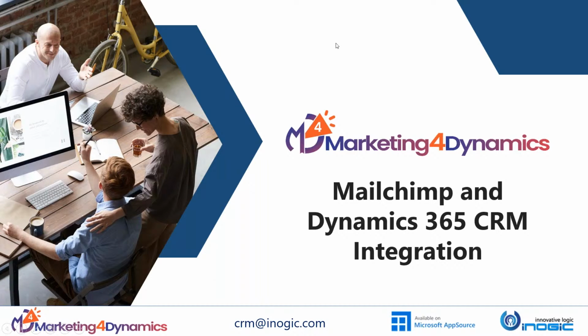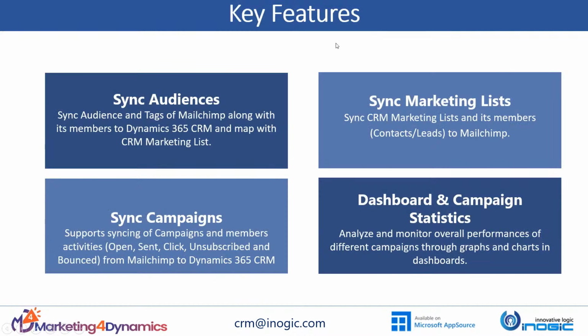Some of the key features of the Marketing for Dynamics are the synchronization of the audiences. We can sync the audience and the tags of the Mailchimp along with its members to Dynamics 365 CRM and map them with the CRM marketing list. We can also synchronize the marketing list and its members, maybe contacts or leads, back to the Mailchimp.